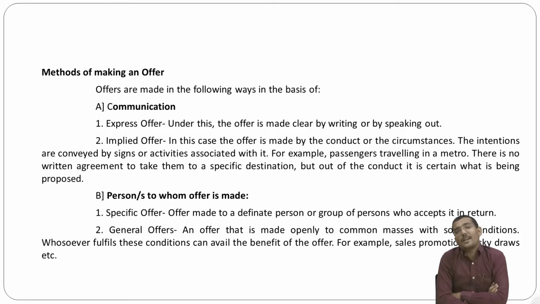So this is what, my dear friend, that implied offer over there. Then the person or persons to whom the offer is made. That is specific offer and general offer. The specific offer is made to a definite person or a group of persons who accept it in return.